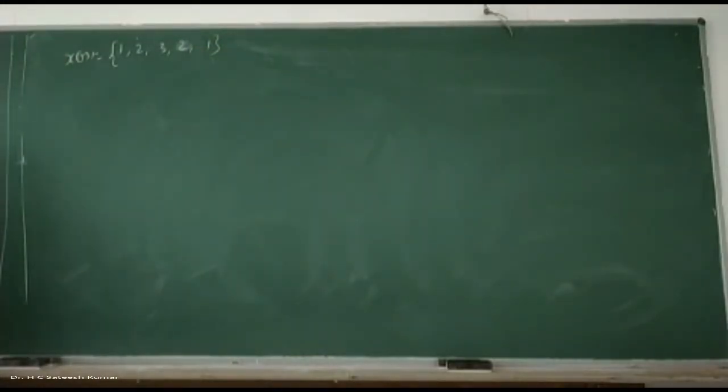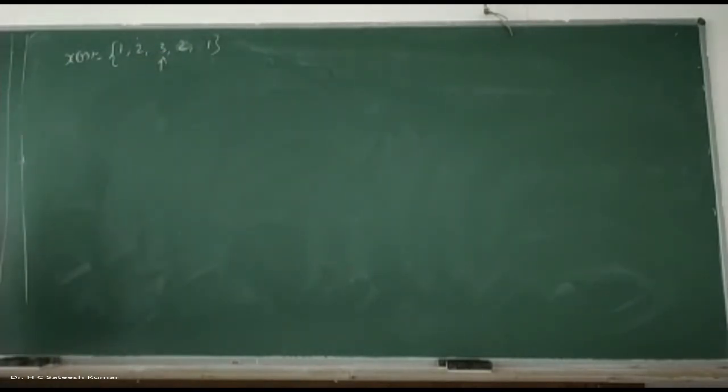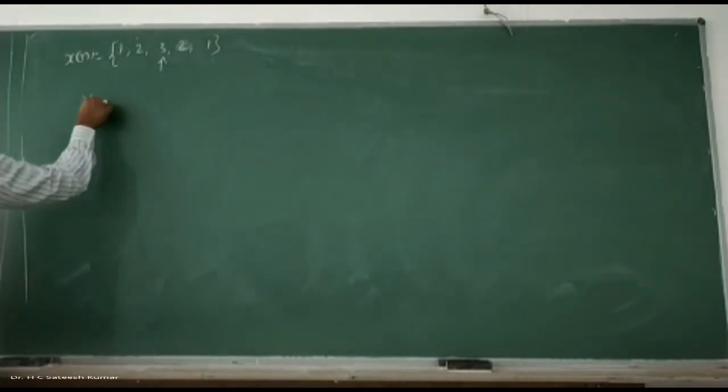The arrow mark he has given like this is nothing but the 0th value. What is X of e to the power of j omega? X of e to the power of j omega is equal to what? By definition.